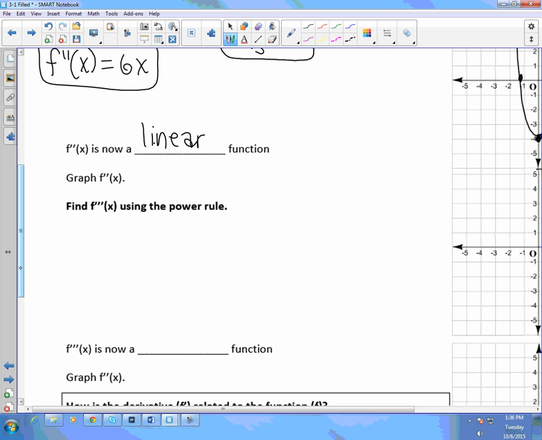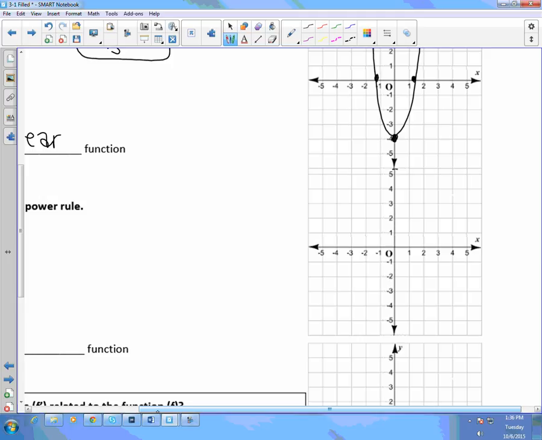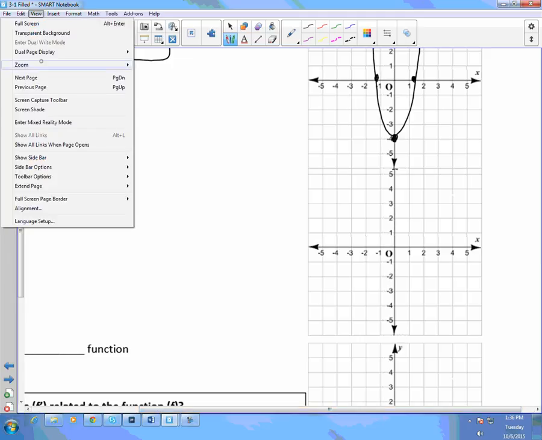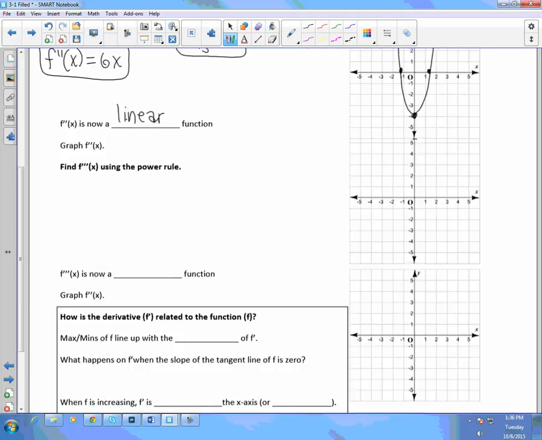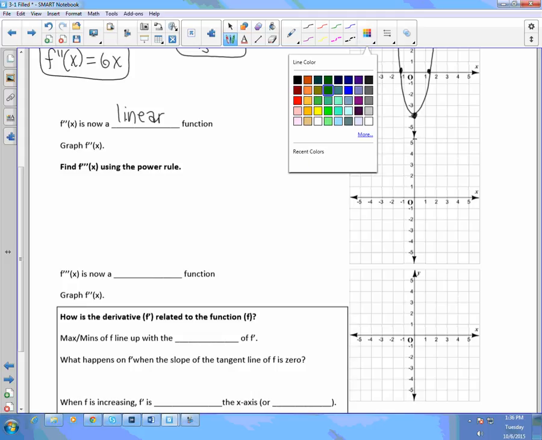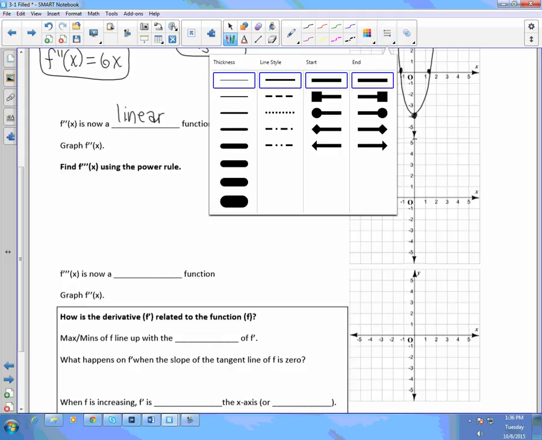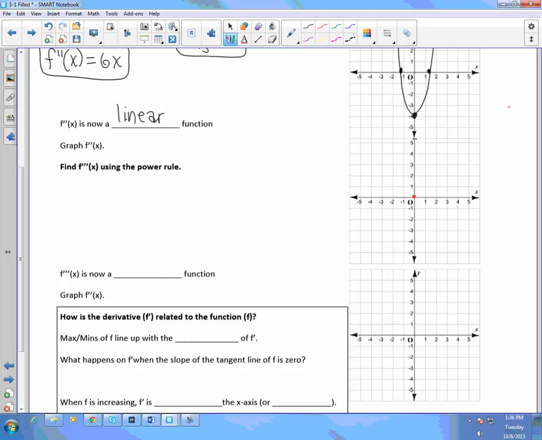So get a third color. I need to make this smaller because I can't see everything. Get a third color. Red. I use red, crossing at 0. We go up 6 over 1, which is equivalent to the other graph. Down 6 over 1. And it's now linear.